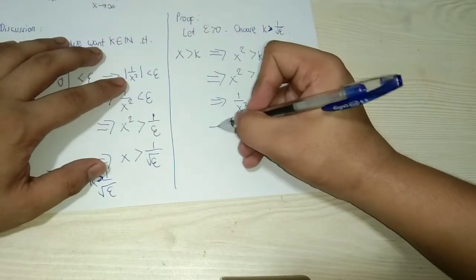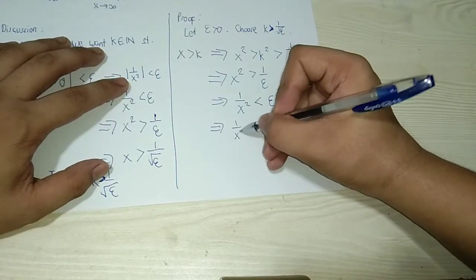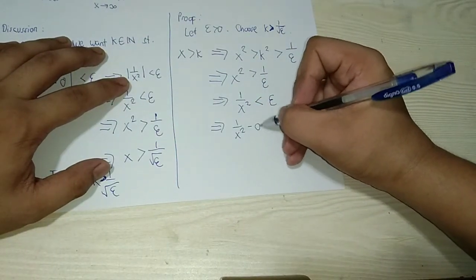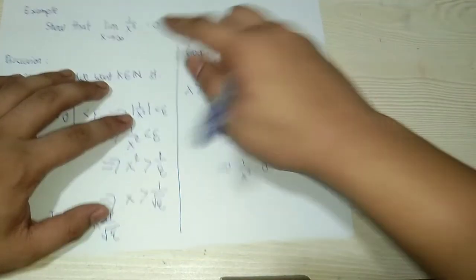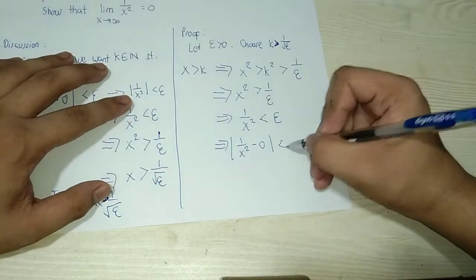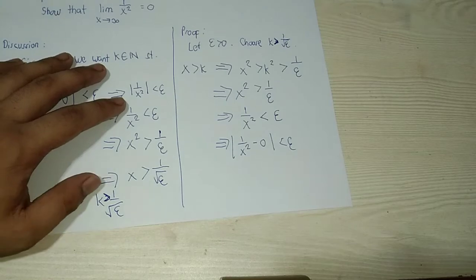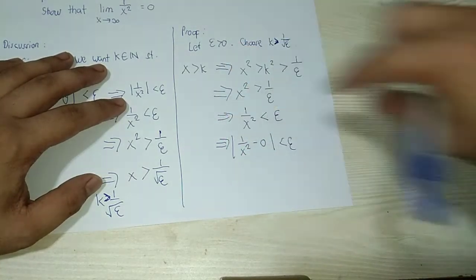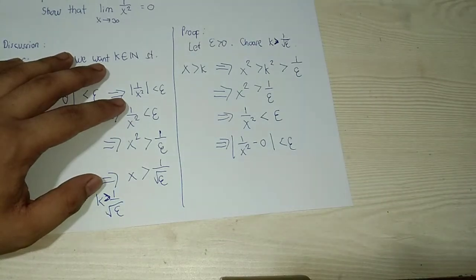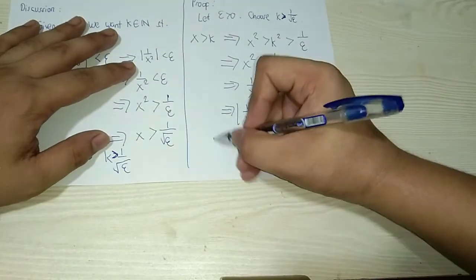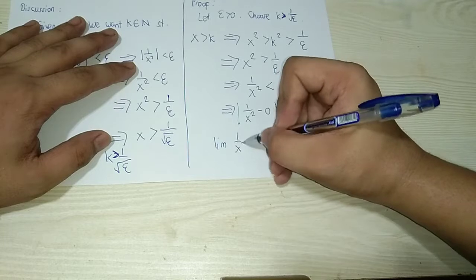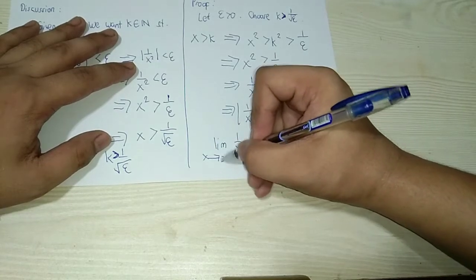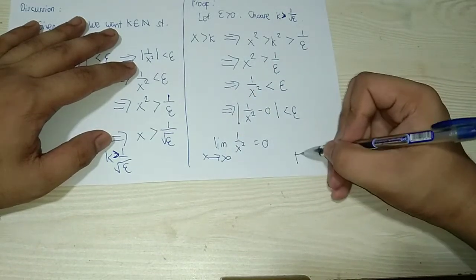And then, pwede natin siyang isulat as 1 over x squared minus 0. Ang L kasi natin dito ay 0. Tapos lagyan natin absolute value. Para kitang-kita natin yung definition. So, absolute value of f of x minus L is less than epsilon. So, that means, yung limit ng 1 over x squared as x approaches infinity is 0.